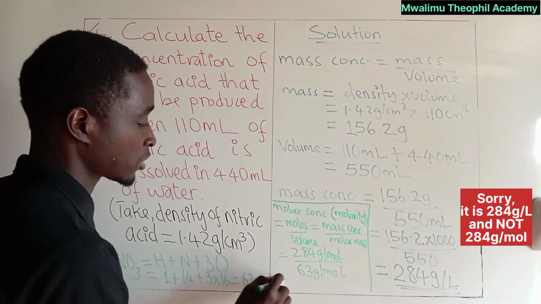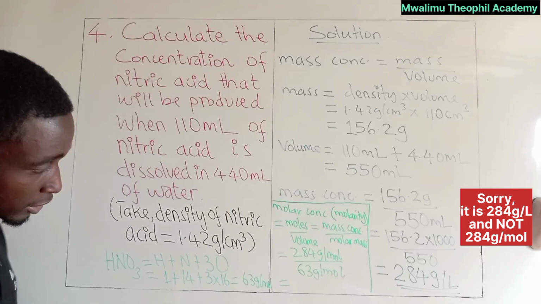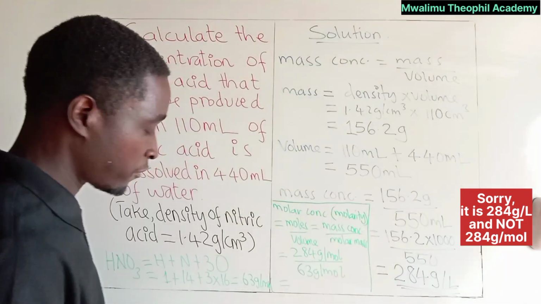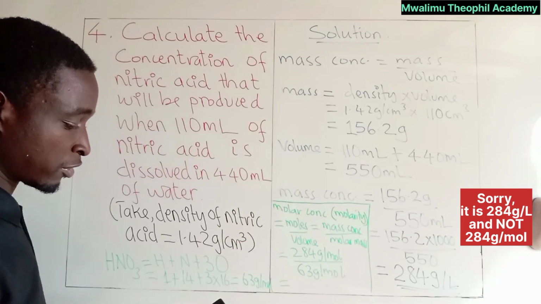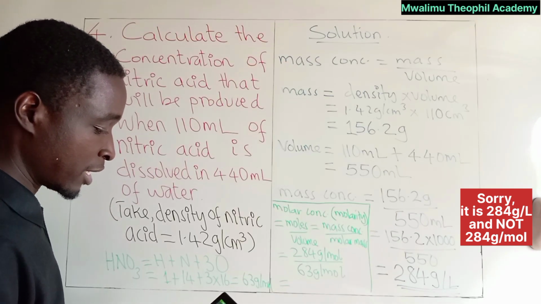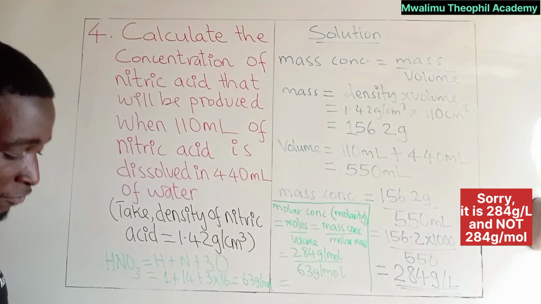Now, when you compute this, what do you get? Let's divide. We have 284 over 63. We get 4.5.